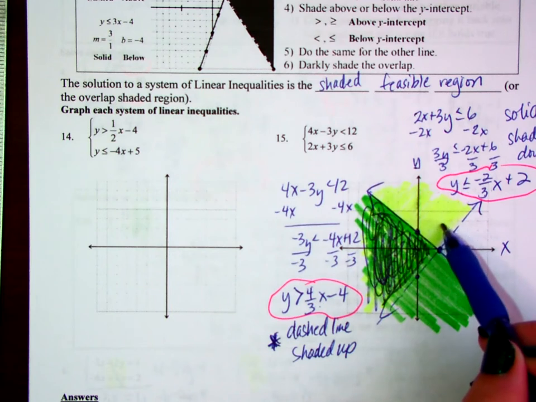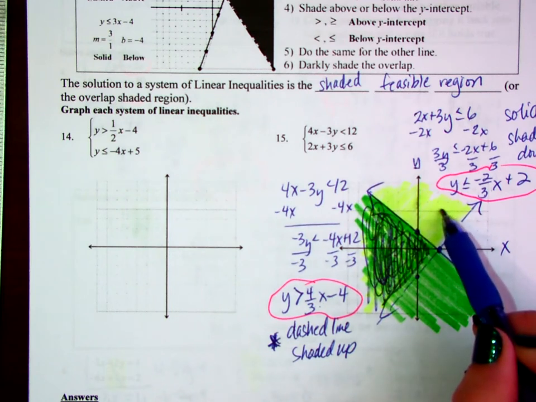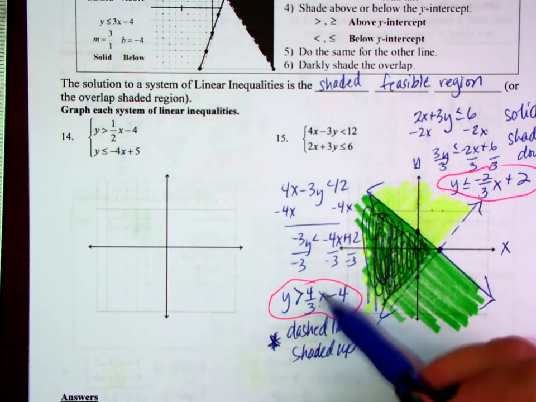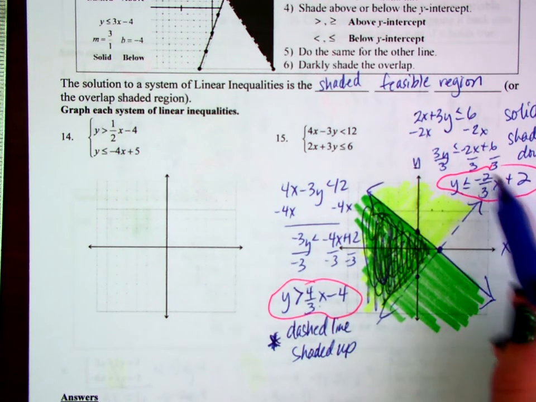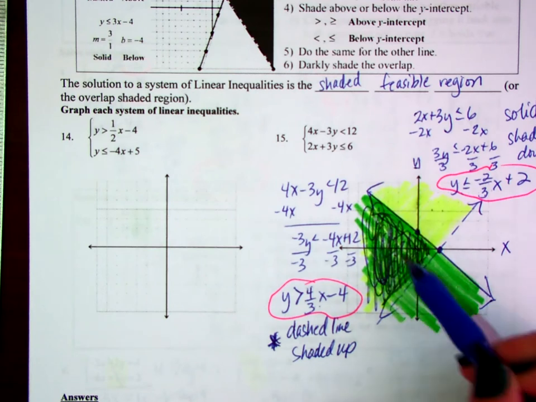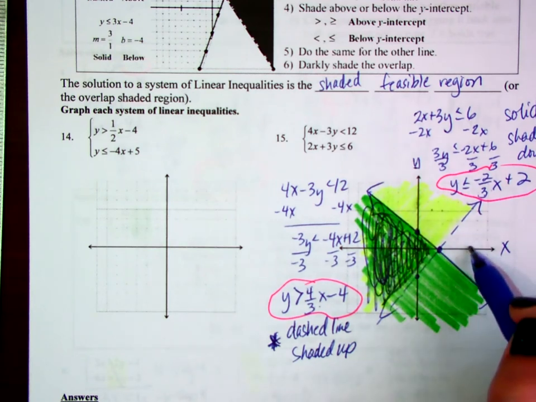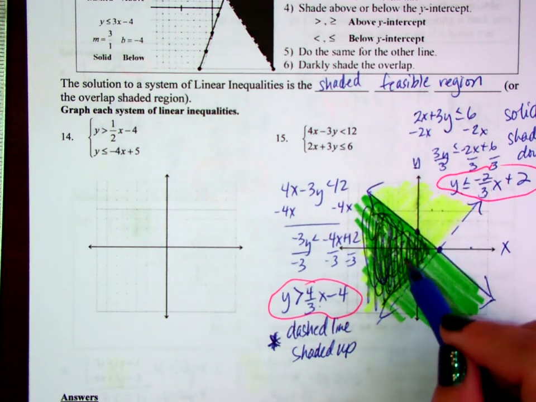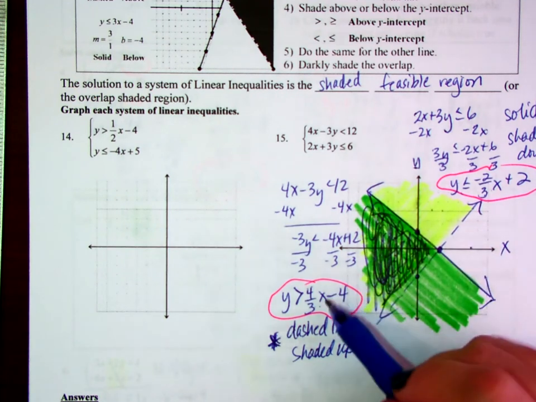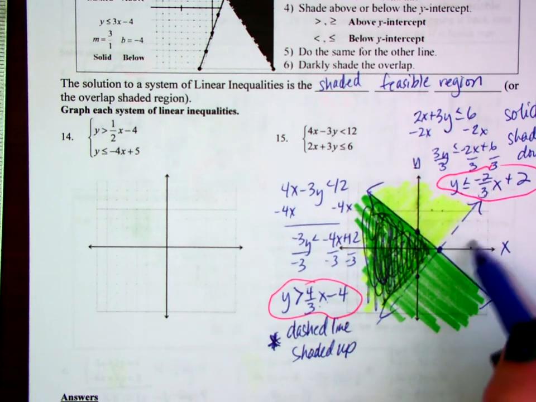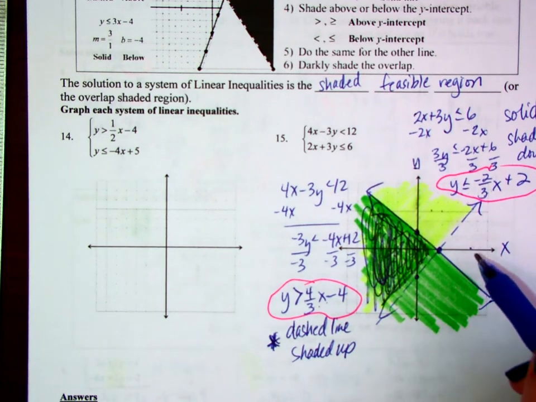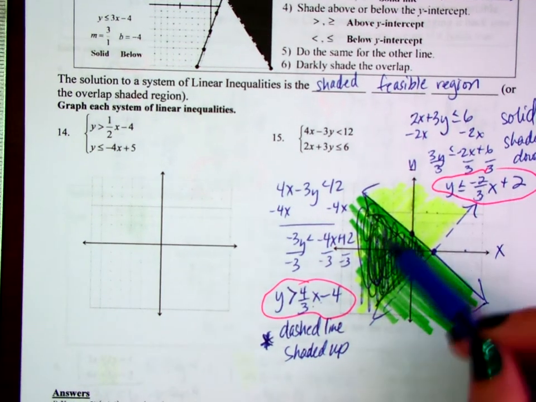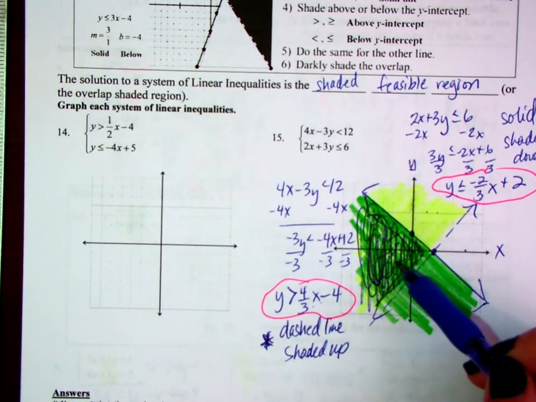Is 3, 5 a solution? No, it's not in the double shaded region. 3, 5 would work in this one. It would give us a true statement, but it would not work in this one. And it has to be in both. Is 6, 0 a solution? 6, 0 is not a solution because it's not in the shaded region. And 6, 0 would not work in this or this equation. It's not in either shaded region. It would give us false statements if we plugged in 6, 0. So all the points within this double shaded region are solutions to the inequality.